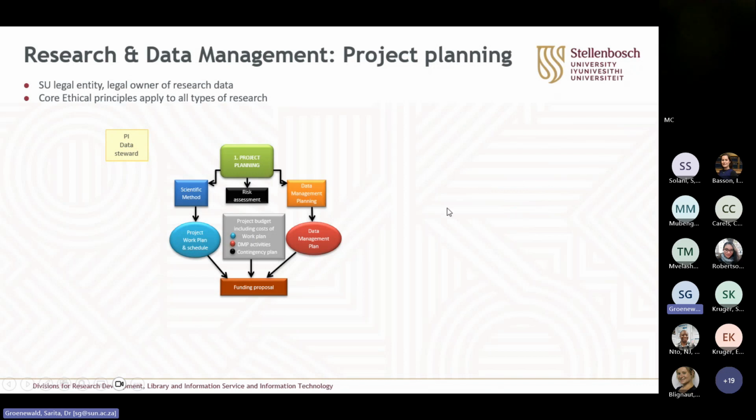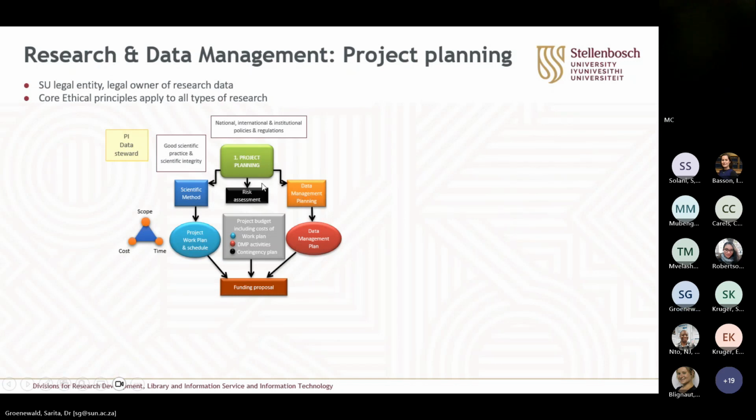So let's look at the first phase of the project. Will always be the project planning. We will use good scientific practice and scientific integrity to start our project work plan and pack out our time schedules. We will also have a risk assessment. And then we must look at our data management planning, because for every research project at the university, there must be a data management plan submitted.